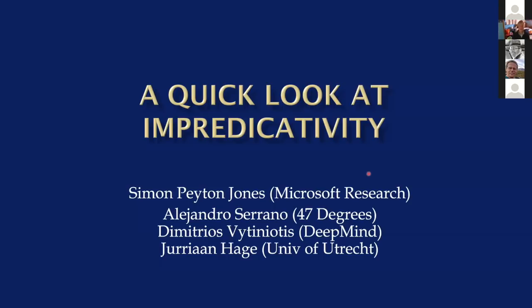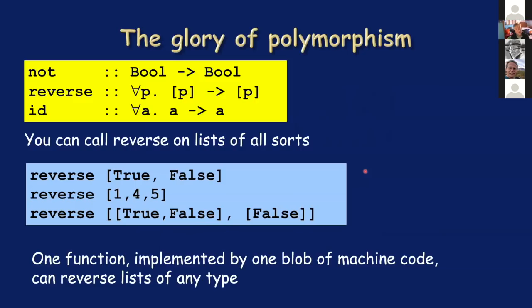So let's kick off. Polymorphism, the glory of ML-style polymorphism is that you can write a function that works on arguments of many types. So here's reverse. It has type forall p, list of p to list of p, and it will work on lists of booleans, lists of numbers, and lists of booleans. So one function, one blob of machine code, many types. That's the glory of ML-style polymorphism.